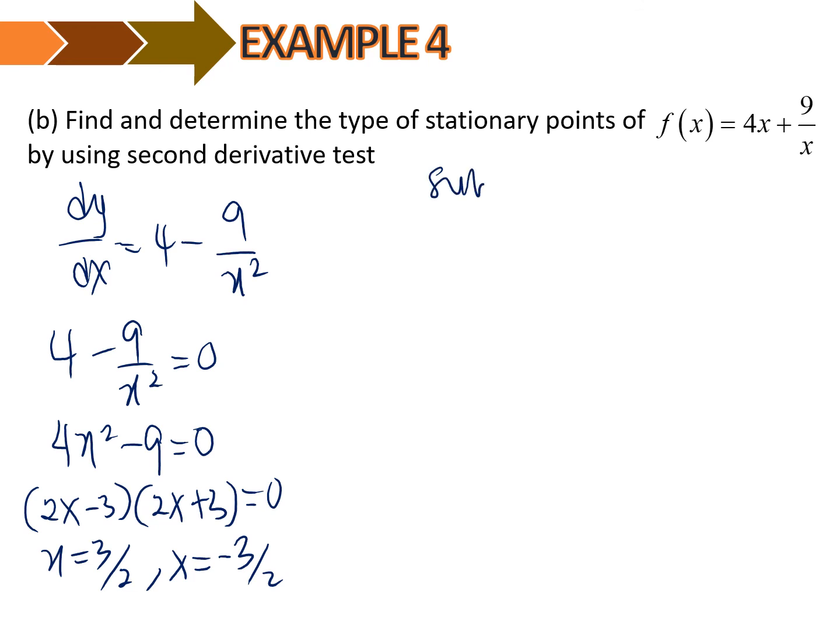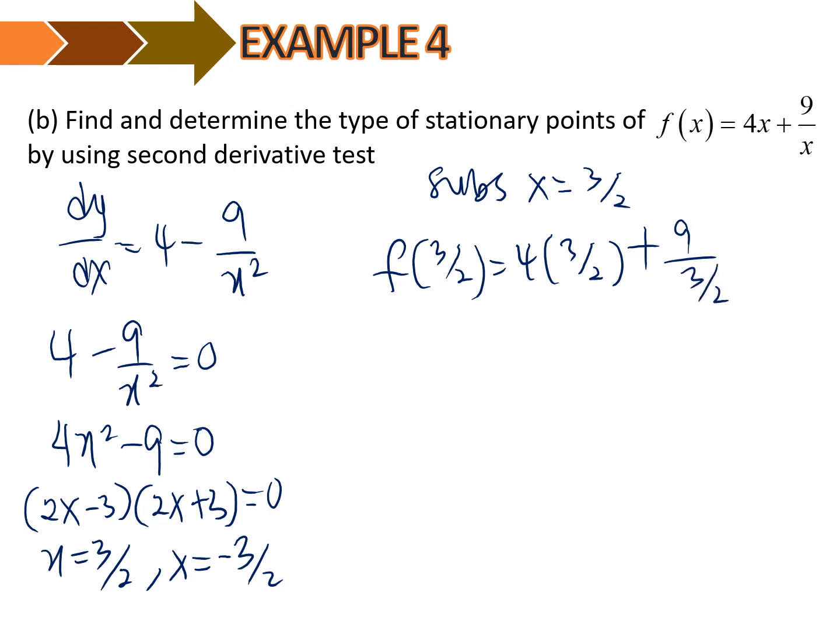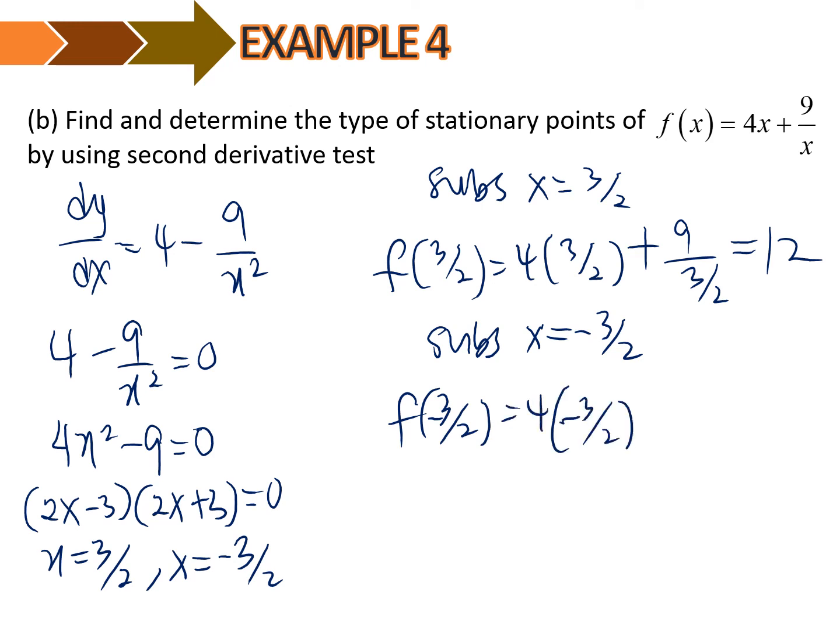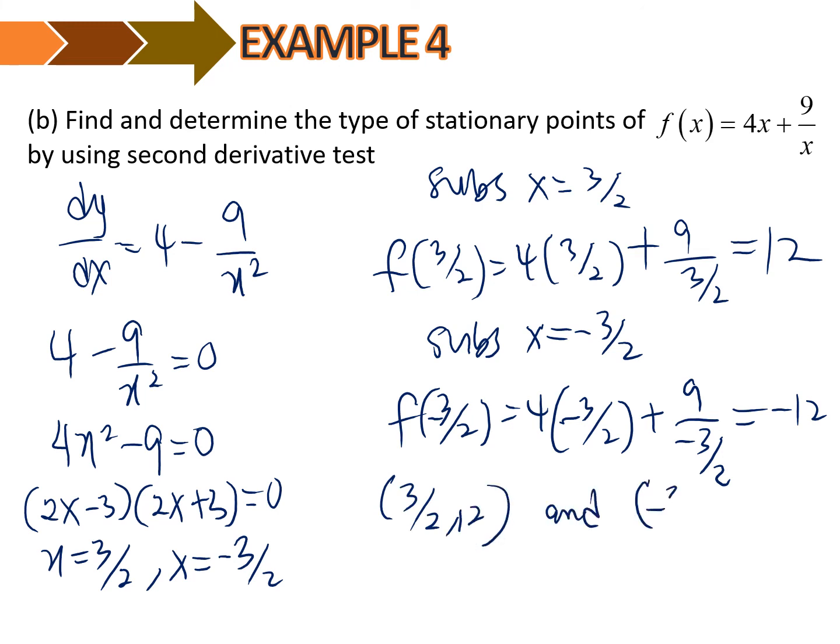Then we substitute x equals 3 over 2 into f(x): 4 times 3 over 2 plus 9 over 3 over 2, which implies 12. Next, we substitute x equals negative 3 over 2 into f. We must write down everything. This implies negative 12. So we make a conclusion that (3/2, 12) and (negative 3/2, negative 12) are stationary points.